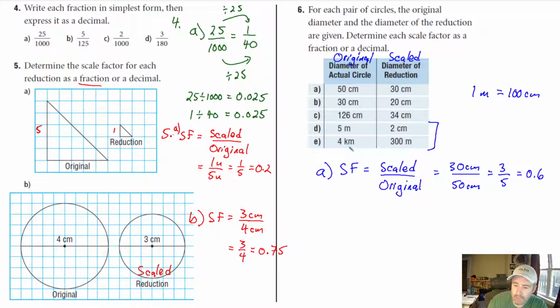And for E, we've got kilometers and meters. So a kilometer, kilo, means 1,000. So 1 kilometer is 1,000 meters. Okay, so hopefully that'll help you when you get to those two. You got to put them into the same units.